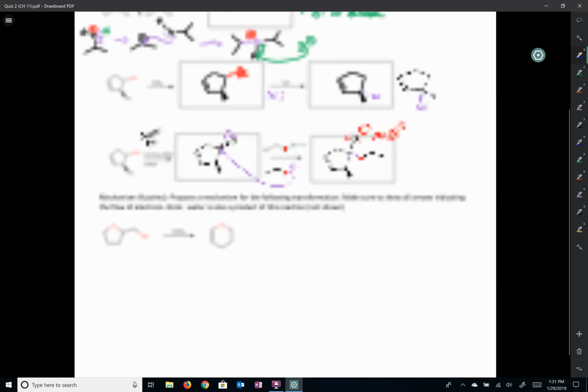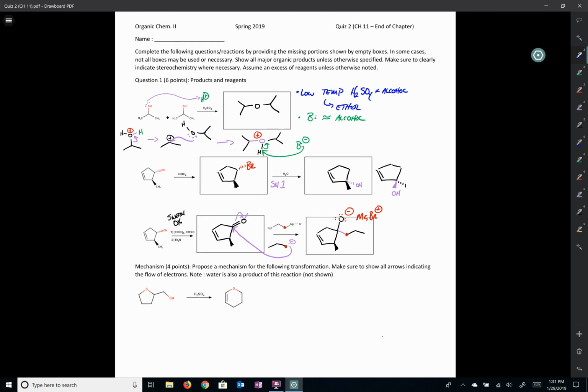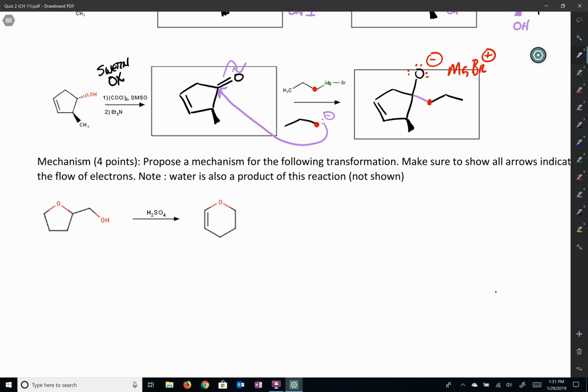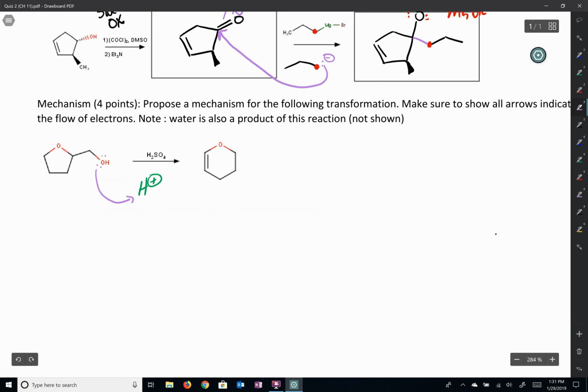Okay, we're looking at the mechanism question from quiz number 2 from spring of 2019 for Organic Chemistry 2. It's asking us to propose a mechanism to get from our reactants to our products. Let's start to work through this. For the moment, we'll just abbreviate sulfuric acid as H plus, a proton source. The alcohol is going to reach out and grab that proton. That'll be the first productive step.